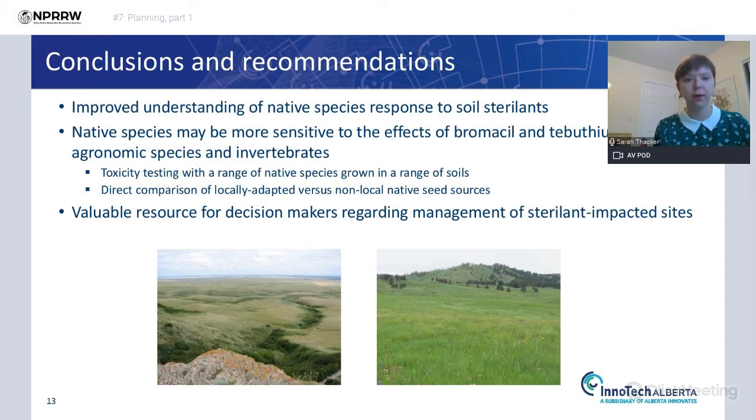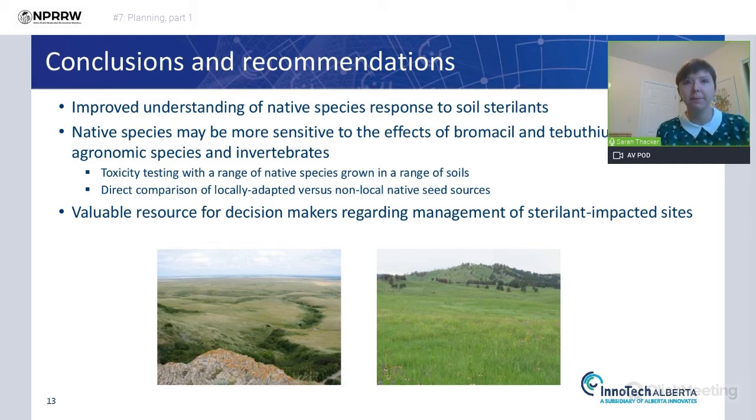Okay, so overall, the research that we completed with this ecotoxicity assessment has improved our understanding of how native species respond to soil sterilants, as there really was not much information prior to this. It does appear that native species may be more sensitive to the impact of bromacil and tebuthiuron than the agronomic species and invertebrates that had been historically studied.